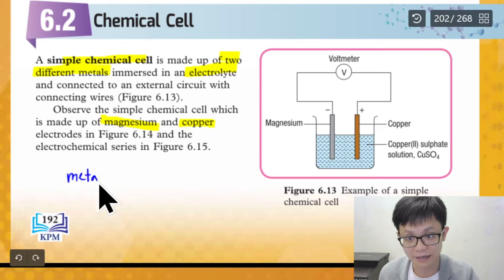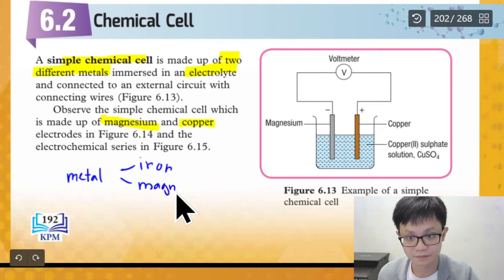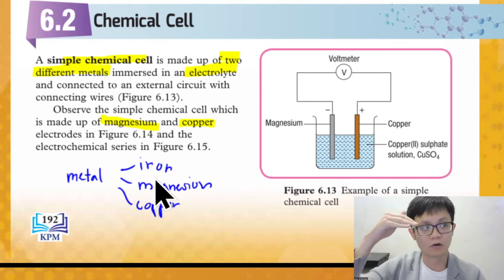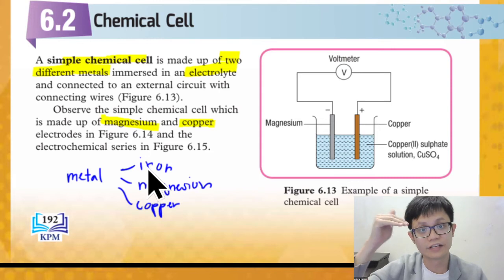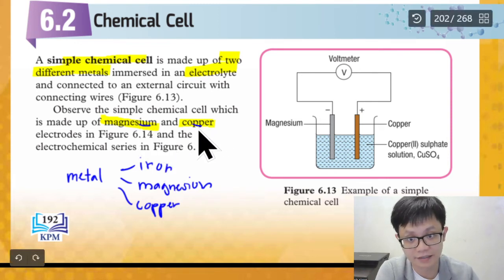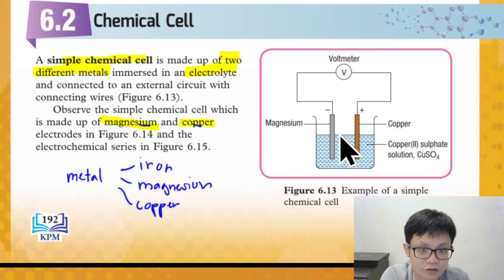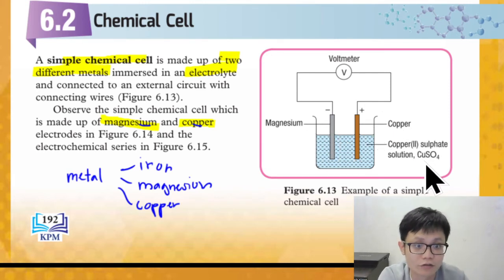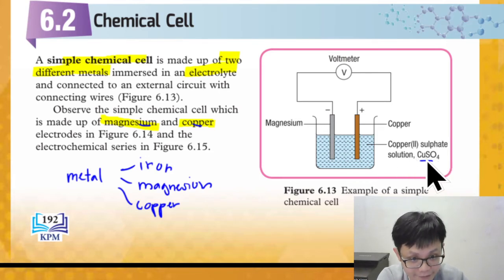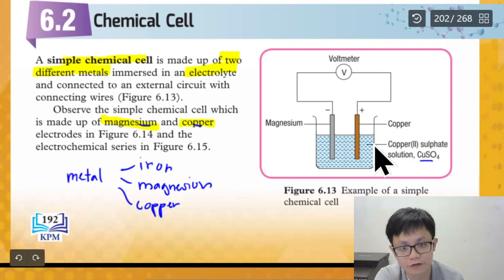For example, iron, magnesium, potassium, copper, gold, and so on. Okay, we are talking about all the metals that are in the reactivity series. So he wants to use copper and magnesium. Up to you. So use copper and magnesium, and here you want to use copper sulfate as the electrolyte. Okay. So what will happen if I put it like that?